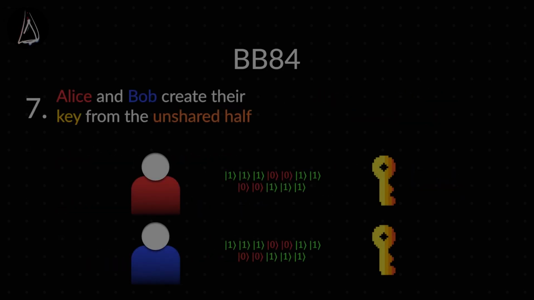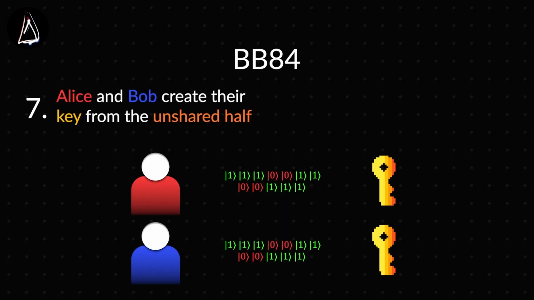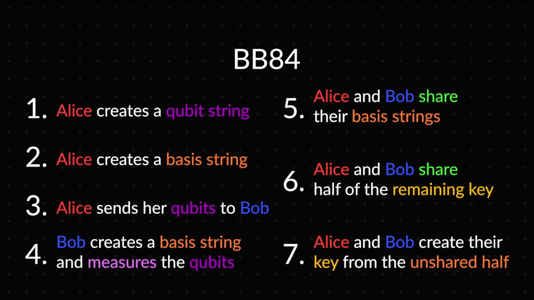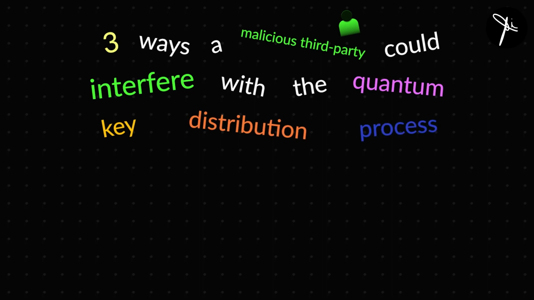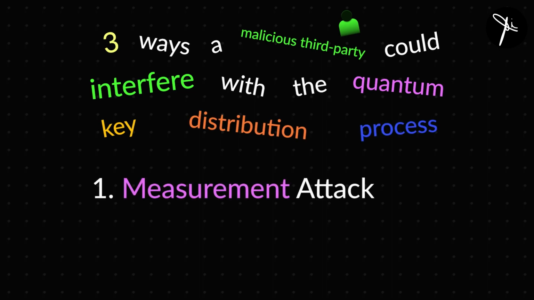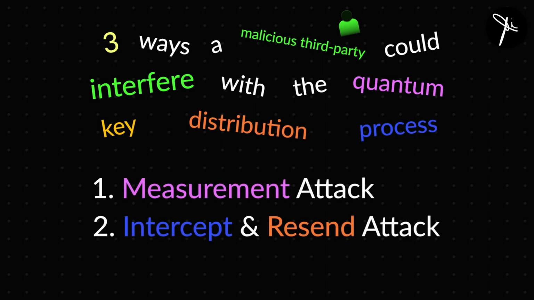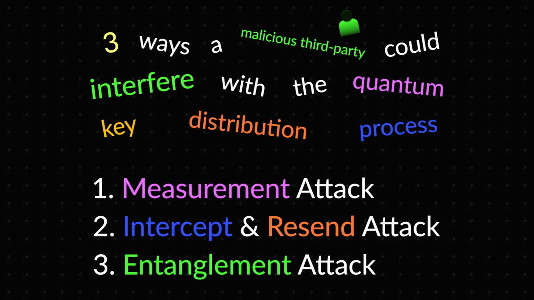Finally, in step 7, Alice and Bob create their encryption key from the unshared half of their bit strings. With this system, why are Alice and Bob always able to detect eavesdropper attacks? Let's explore this by looking at 3 ways a malicious third party could interfere with the quantum key distribution process: the measurement attack, intercept and resend attack, and entanglement attack.